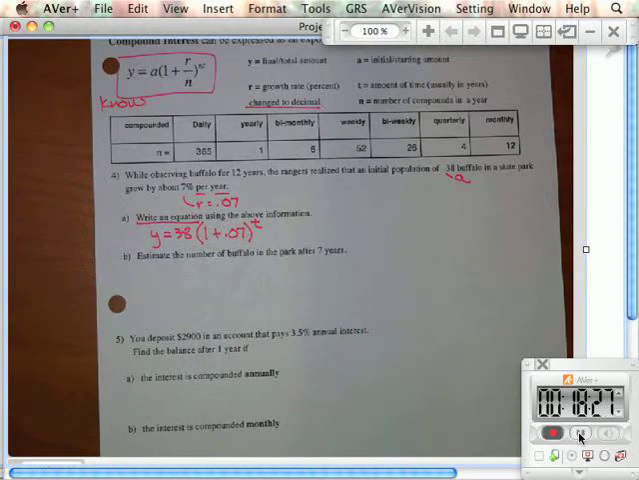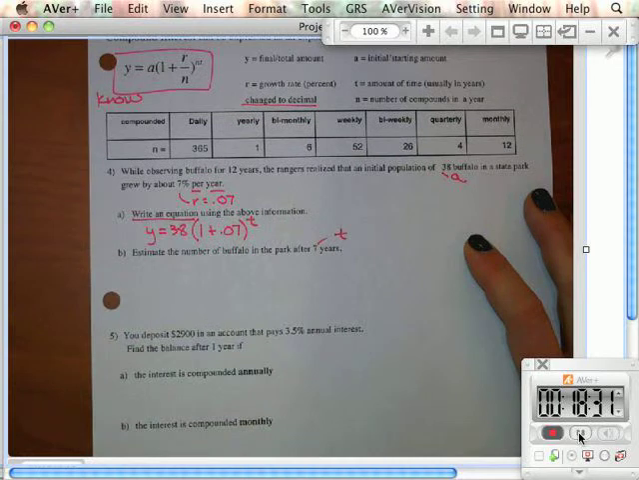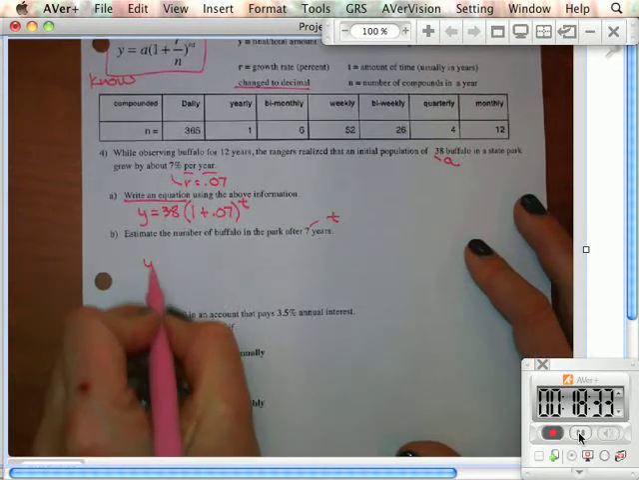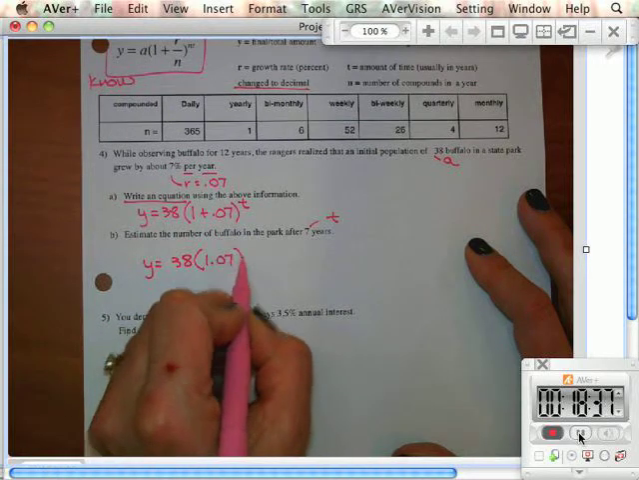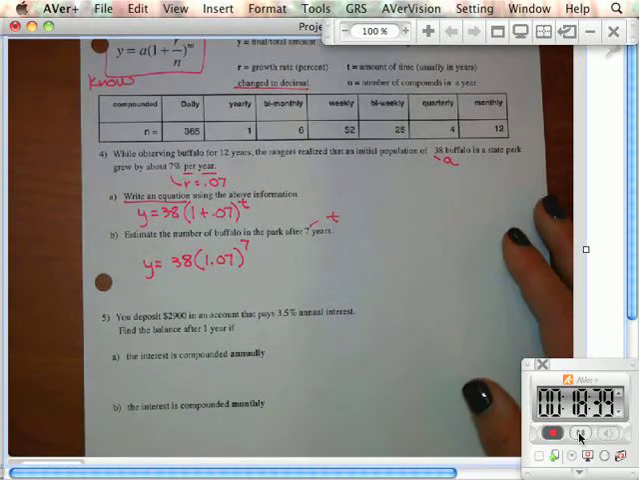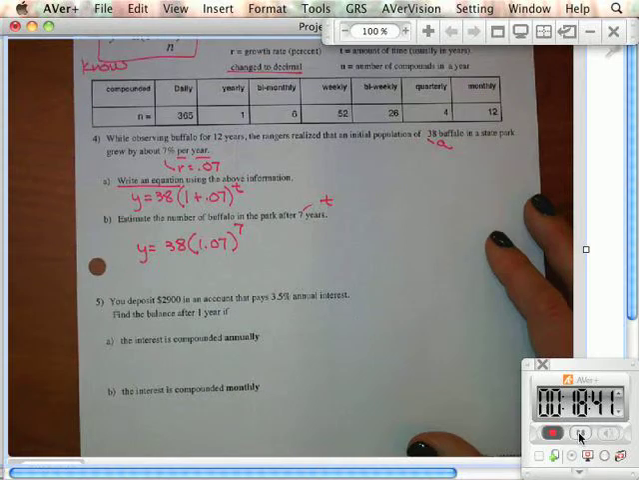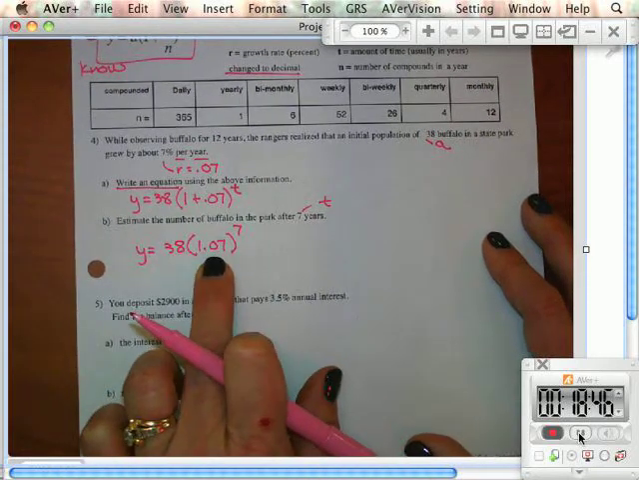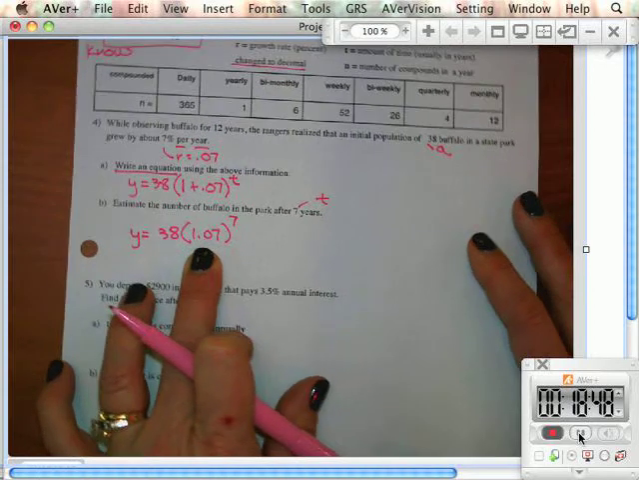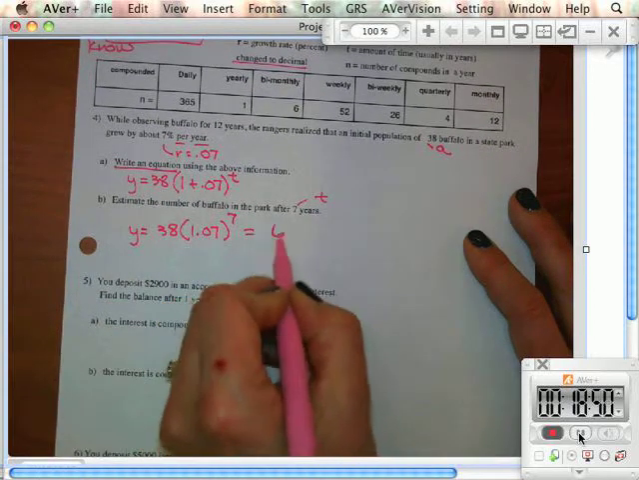Okay. Then it says for part B, estimate the number of buffalo in the park after 7 years. Well, what do I do with that 7? Plug it in for T. That's my T. So Y equals 38, and I would actually write it like this, to the 7th. This is the same as this. Hopefully you see that. Okay, and then when you do that, you get 61 buffalo.